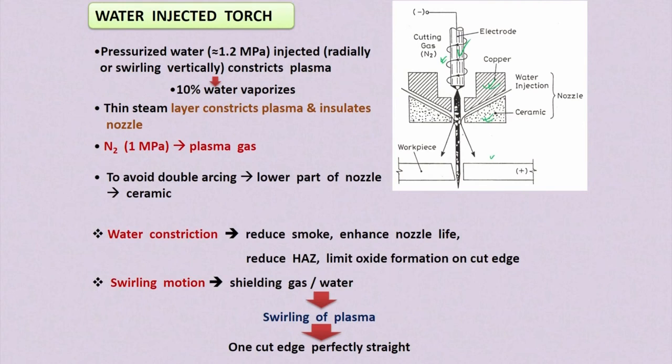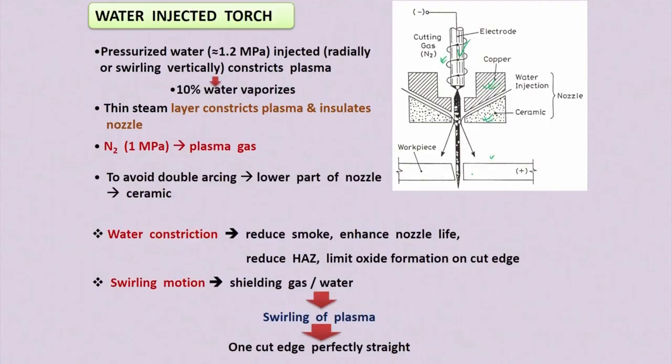So it constricts the plasma, this vaporized water, and it insulates the nozzle. Nitrogen at 1 megapascal is used. Because of this high-pressure plasma gas, nitrogen, it creates a huge velocity of the plasma. To avoid this double arcing, the lower part of the nozzle is made of non-conducting ceramic material.